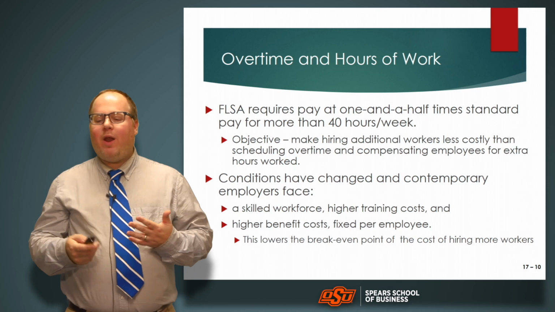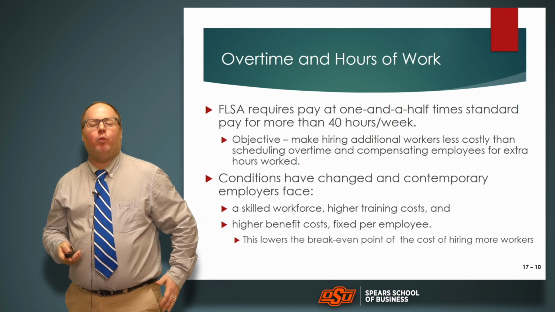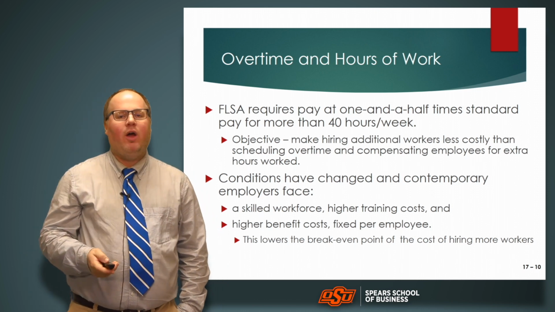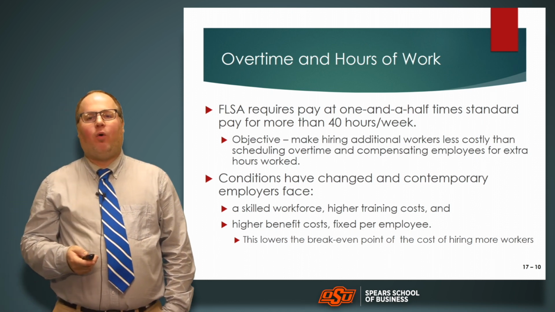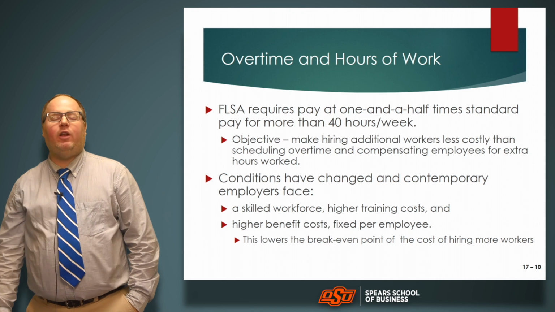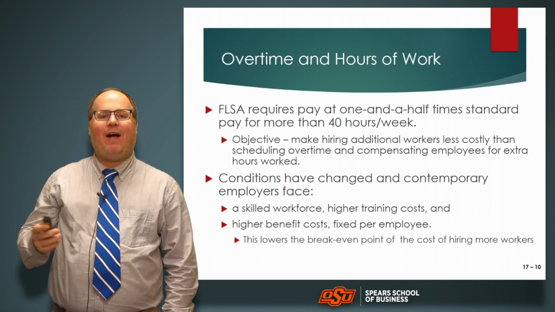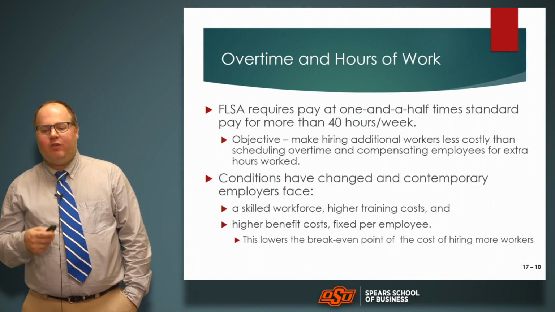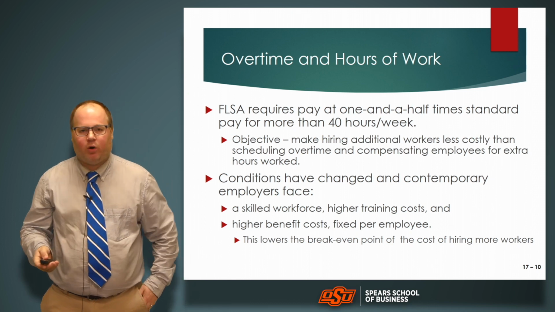It requires you pay 1.5 times standard for more than 40 hours a week. So if you make $10 an hour, for every hour that you work past 40, a time and a half would be $15 an hour. So you're guaranteed to get $15 an hour for any hour that you work past 40. And again, it's designed so that you don't take advantage of workers.